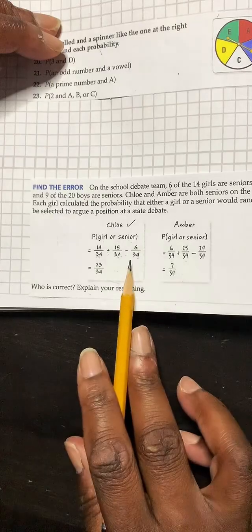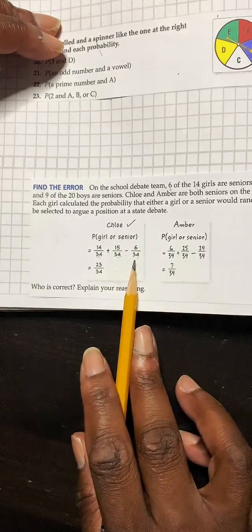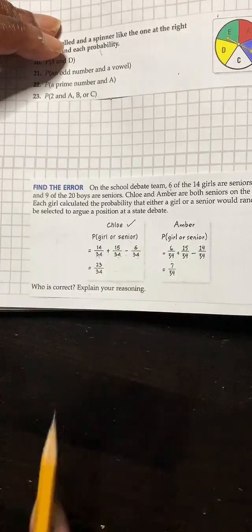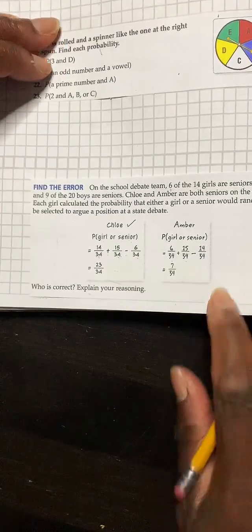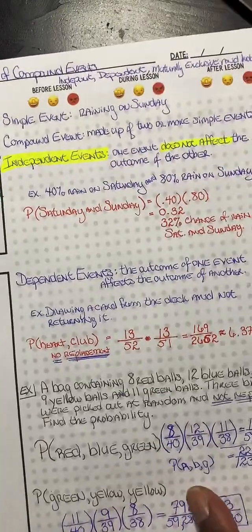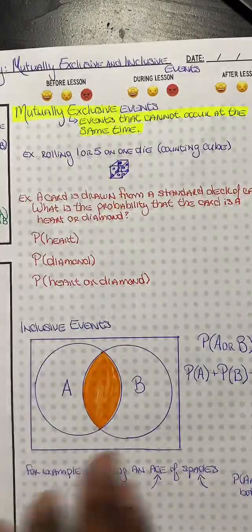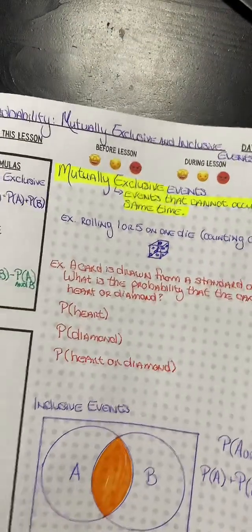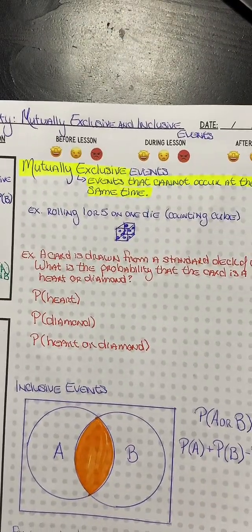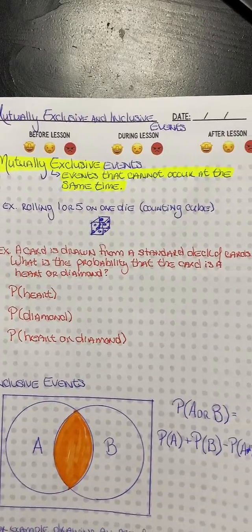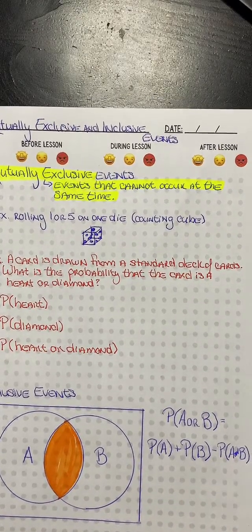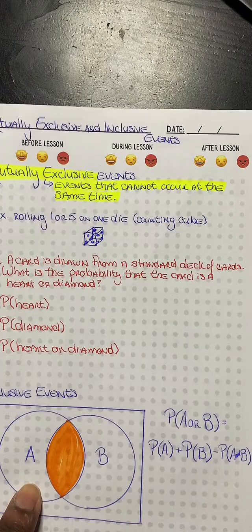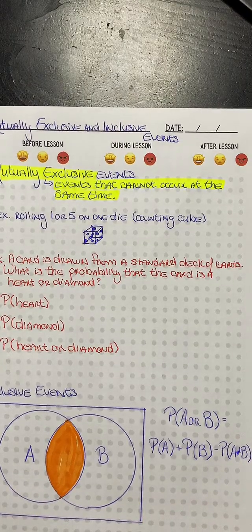Okay. So this is going to lead into our next area, which you guys are doing awesome. All right. Flipping it up. So our next area is going to be our mutually exclusive and inclusive events. Mutually exclusive and inclusive events.